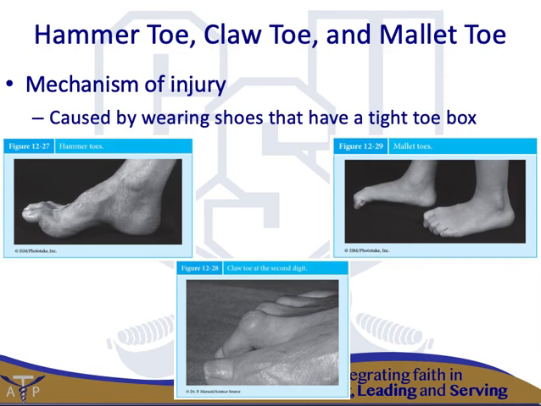Claw toes are what we see at the middle bottom picture. These are common in athletes who have pes cavus, that increased arch, and they're indicated by metatarsophalangeal joint hyperextension and proximal interphalangeal joint and distal interphalangeal joint flexion. Lastly, we have mallet toe, which is characterized by flexion of the distal interphalangeal joint. These deformities can occur in one toe, multiple toes, both feet, or one foot, depending on the situation.